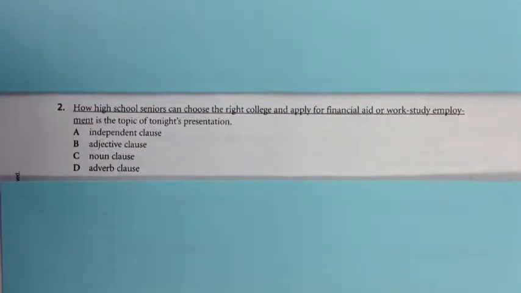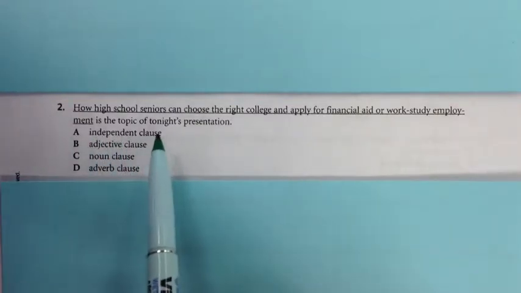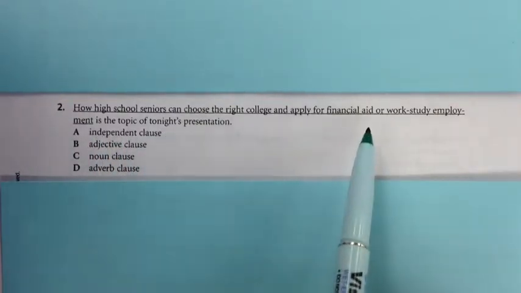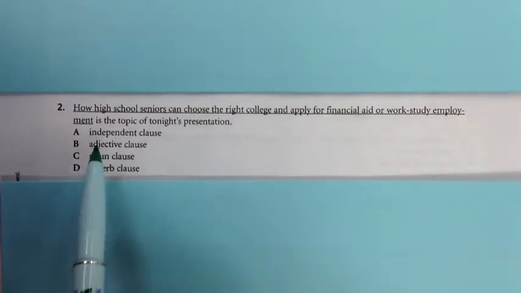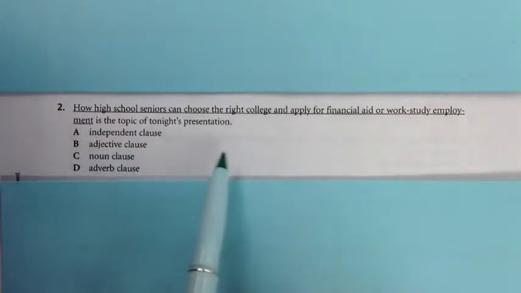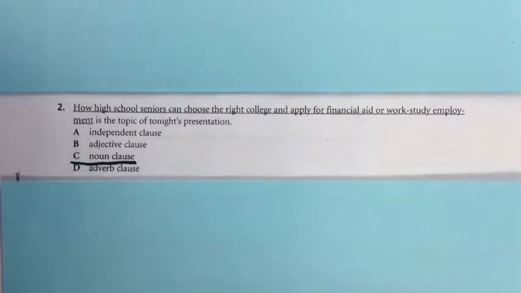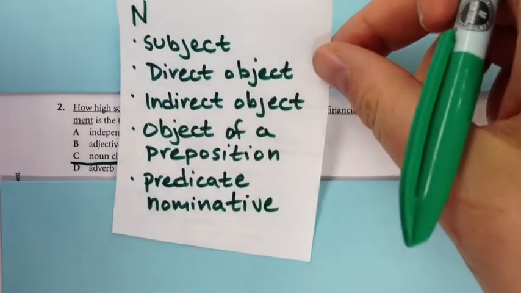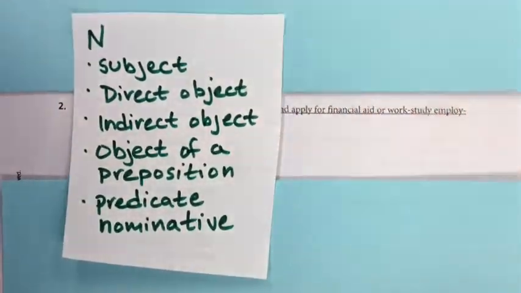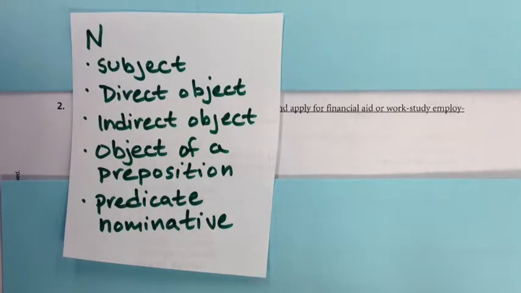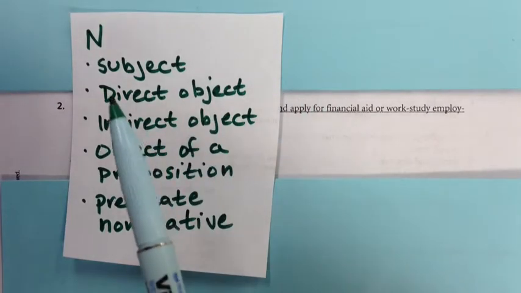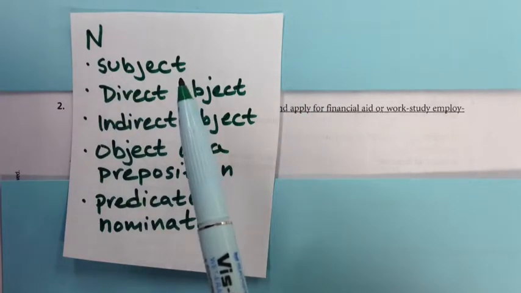So in question 2, we have something else going on here. How high school seniors can choose the right college and apply for financial aid or work-study employment is the topic of tonight's presentation. This is a noun clause, and noun clauses have to function as one of the functions of a noun. So here are the different noun functions that are possible: subject, direct object, indirect object, object of a preposition, predicate nominative. This noun clause is the subject of the sentence.